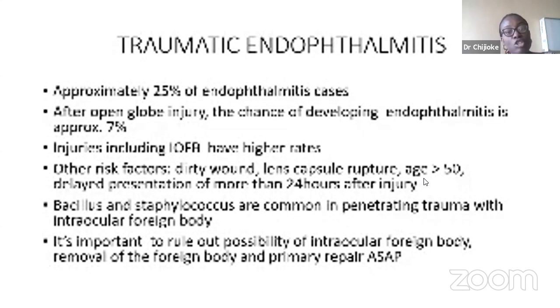Injuries, including intraocular foreign bodies, have higher rates. Other risk factors include dirty wound, lens capsule rupture, age greater than 50, delayed presentation of more than 24 hours after injury, and Bacillus and Staphylococcus are common in penetrating trauma with intraocular foreign body. It's important to rule out the possibility of intraocular foreign body, removal of the foreign body, and primary repair as soon as possible.